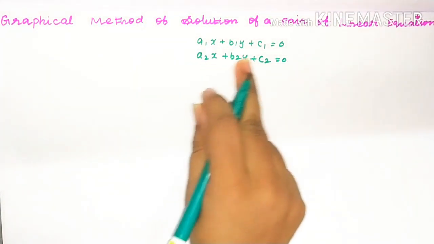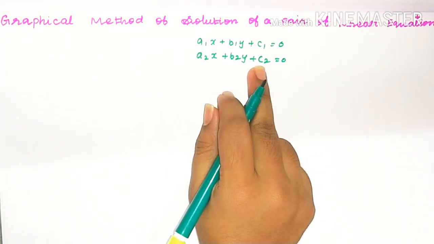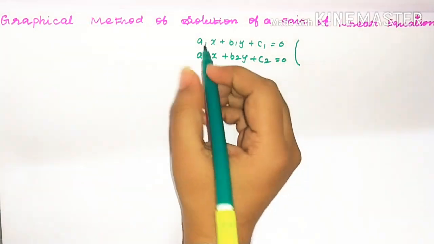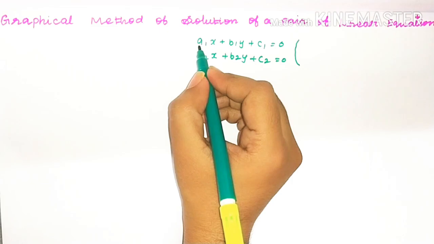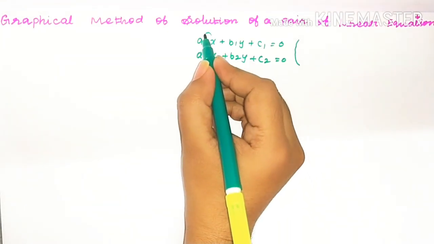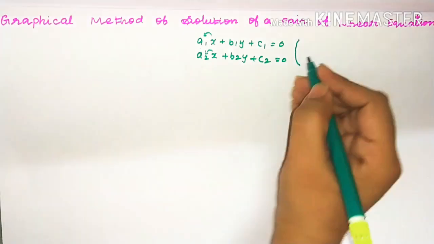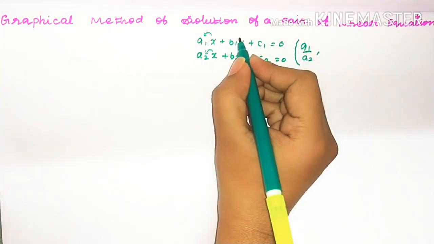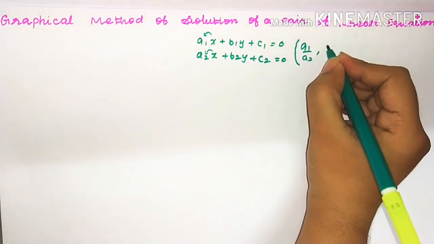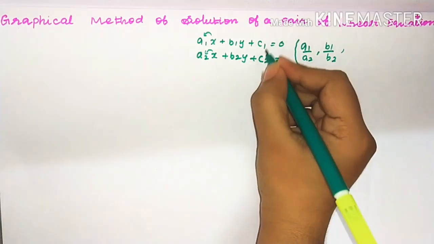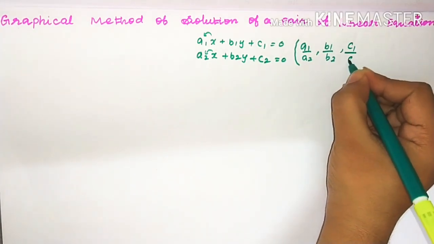In these two linear equations I am comparing the coefficients in ratio. What is the coefficient of x in the first equation? a1. In the second equation, what is the coefficient of x? a2. In the ratio we can write a1 by a2. Similarly, the coefficient of y we can write in the ratio b1 by b2, and the constant term we can write c1 by c2.